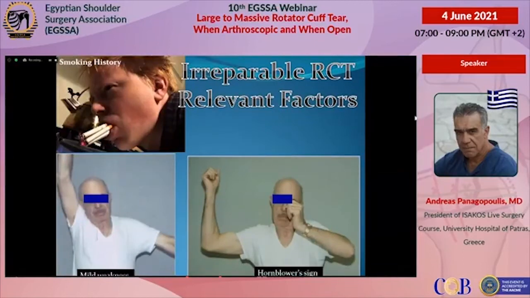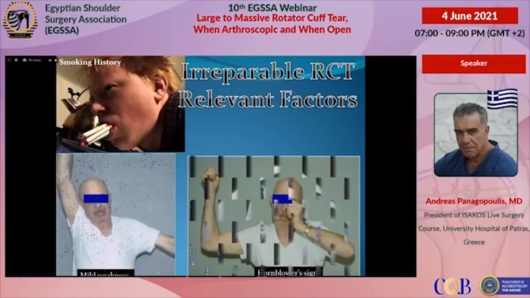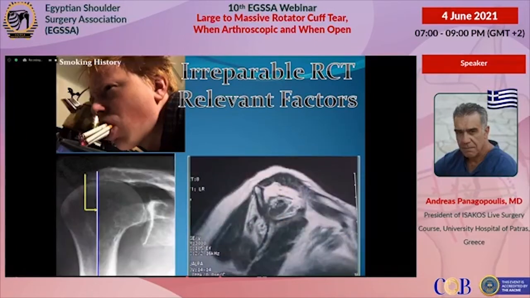We can see that there are certain relevant factors in case of irreparable cuff tear. Of course, we should take into consideration the smoking history. And when we examine the patient, usually has mild weakness, hornblower sign, and external rotation lag sign. X-ray will show a static proximal migration of the humeral head, as you can see. And of course, the MRI will show us a marked and significant fatty infiltration.